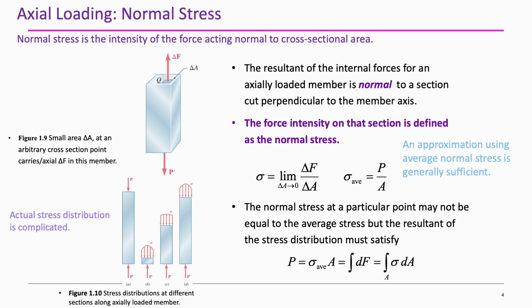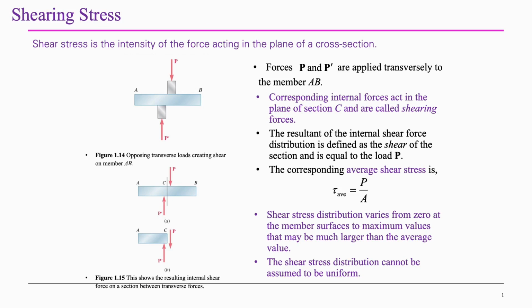This means that we assume that the normal stress is the same everywhere on this cross-section. The integration of the normal stress over the area equals the normal force. Shear stress is defined as the intensity of the force acting parallel to the plane of a cross-section.